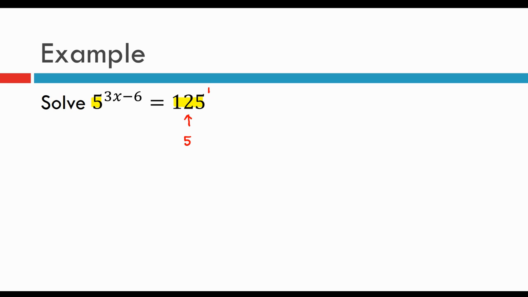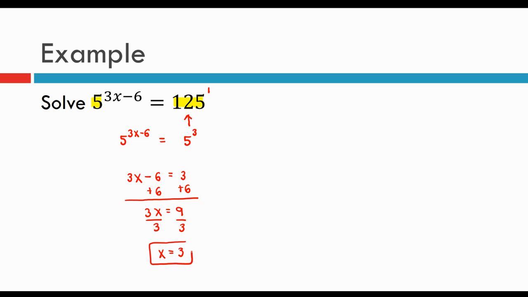So 5 to what power gets me 125? You're thinking about multiplying 5 by itself as many times as needed. Hopefully we recognize that 5 to the third power gets me 125, because 5 times 5 is 25, and then 25 times 5 is 125. Notice how I was able to change that to a base of 5, and now since they both have the same base, I can just focus on the exponents. So 3x minus 6 is going to equal 3, and now I can start solving for x. I'm going to add the 6 to the other side. That gives me 3x equals 9, and then we divide by 3, and so we get x equals 3.